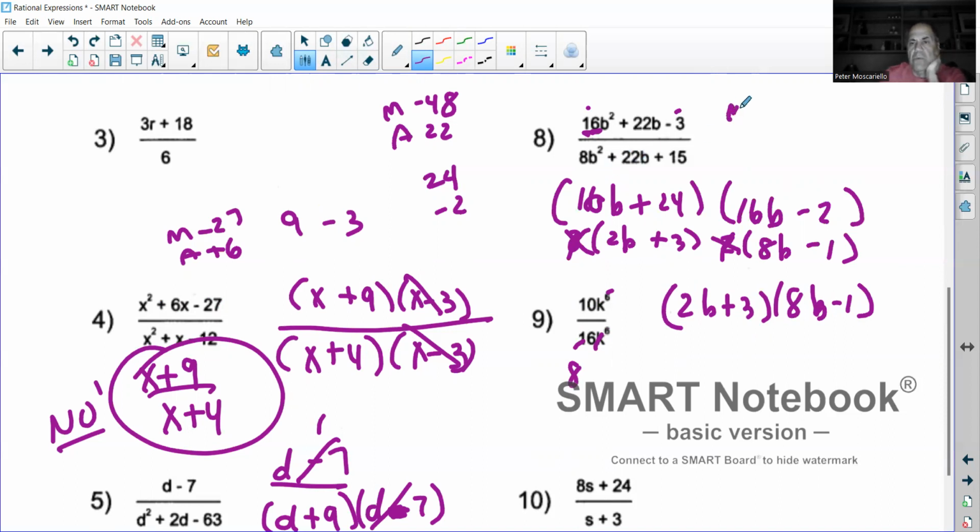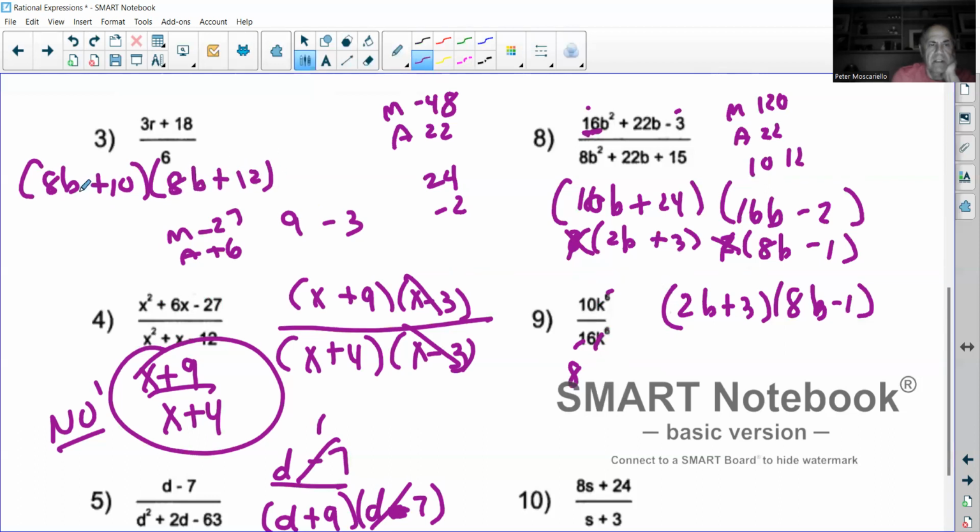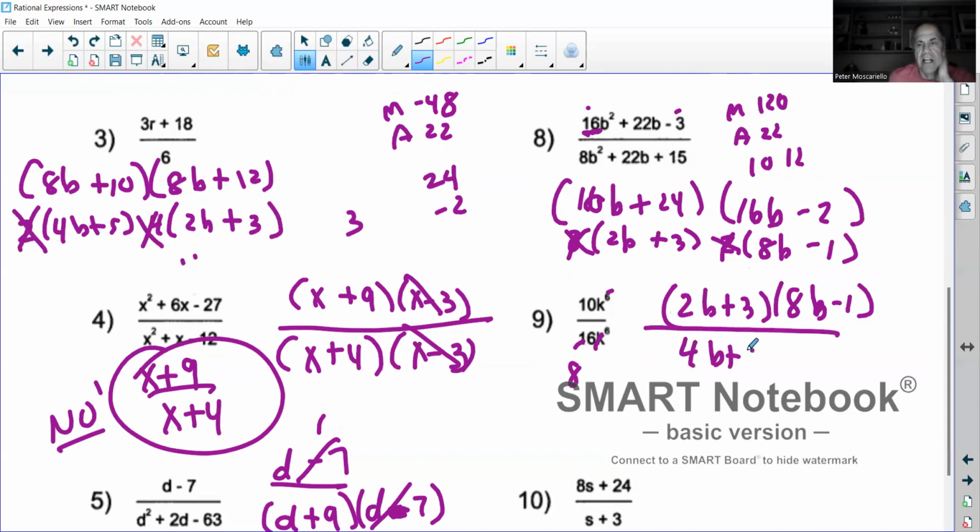Denominator multiplies to 120, adds to 22. That's going to be 10 and 12. So let me do it over here. I'll have 8b plus 10, 8b plus 12. Factor out of 2, 4b plus 5. Factor out of 4, 2b plus 3. Factor it out, throw it out. So down there, I've got 4b plus 5, and I've got 2b plus 3. And guess what? The 2b plus 3's cancel. Answer, 8b minus 1 over 4b plus 5.